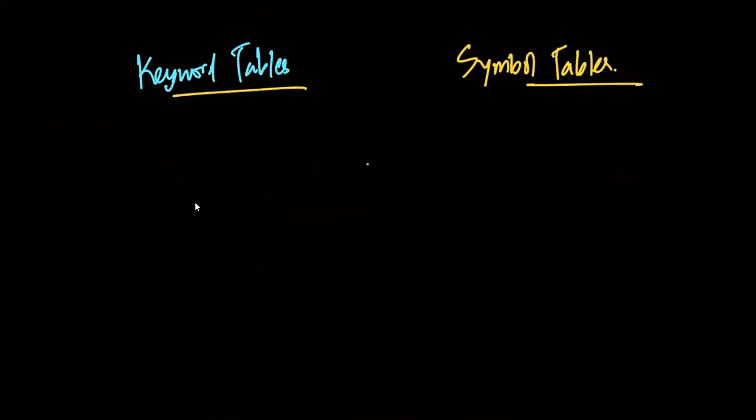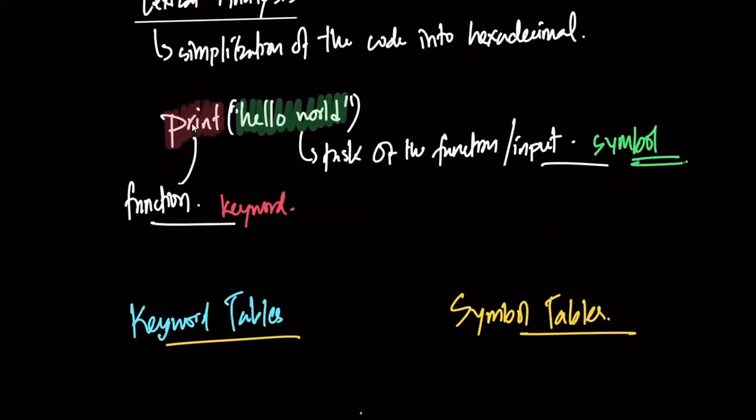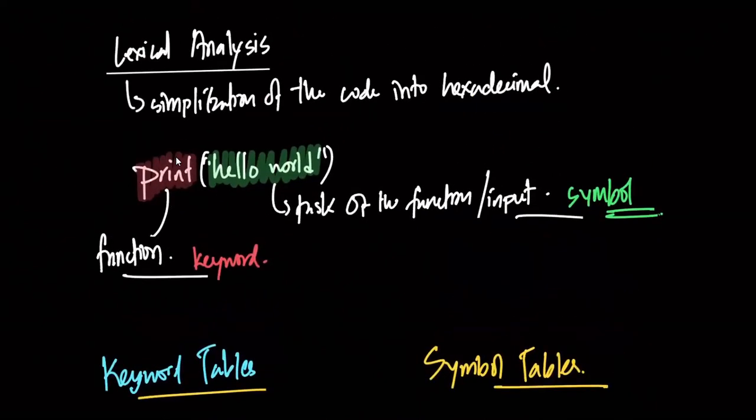So let's understand what these actually mean and what they actually are. Keyword tables and symbol tables store specific values. Because if we need to convert print into, let's say, hexadecimal code and store it in a register for the computer to understand, the same goes for hello world, if hello world is a variable.